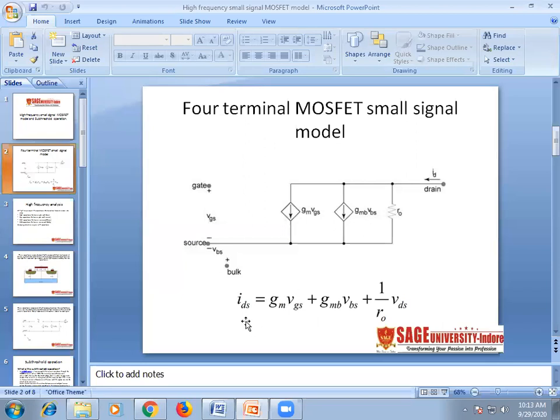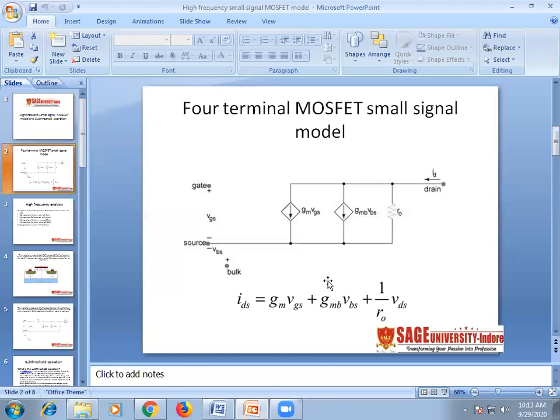Okay, so the current in the device through this model can be shown as IDS equal to the current from this parameter, plus the current from this parameter, plus the current from this parameter. One by one we'll be seeing them. The first parameter is GM into VGS. Whatever VGS is applied to the device gives you some threshold voltage, and according to that you have a constant GM. That produces a current IDS equal to GM into VGS.